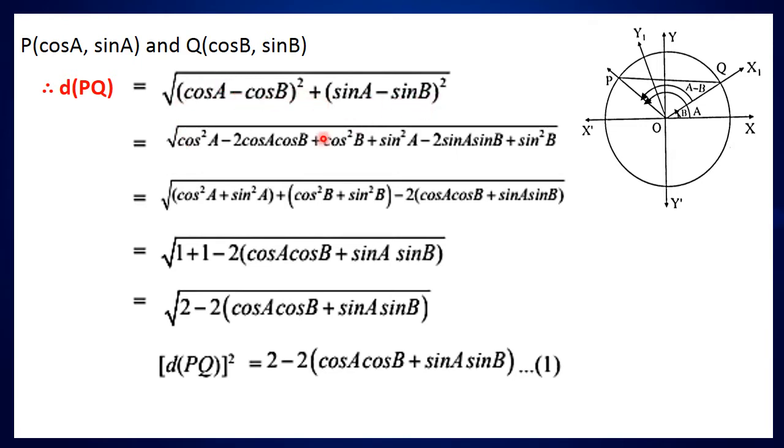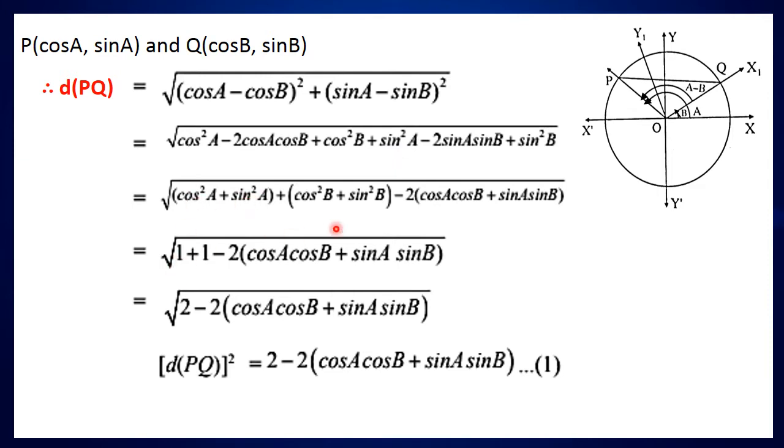And we can expand these two using identities. That is, cos square A minus 2 cos A cos B plus cos square B. It is of the form (A minus B) the whole square, so A square minus 2AB plus B square. Similarly, sin square A minus 2 sin A sin B plus sin square B. And we take cos square A and sin square A together and it makes 1. That we have learned in the first lesson, Trigonometry 1.